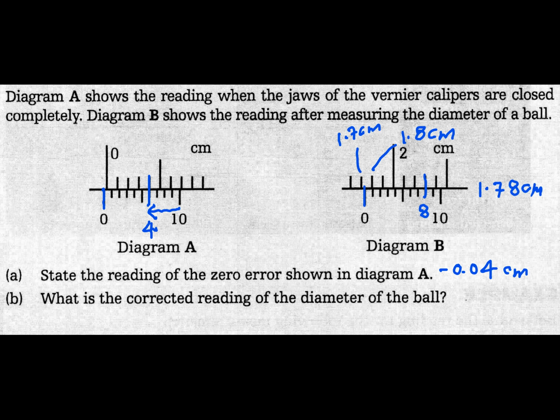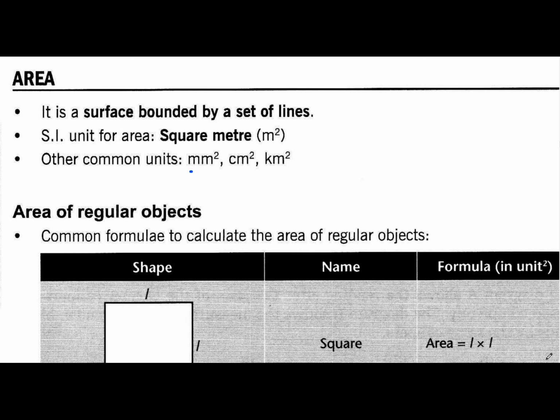Hence, the true value, the corrected value, would be 1.78 plus 0.04 centimeters, because a negative zero error means you're short by 0.04 from the start, so you have to add back the 0.04 and you will get 1.82 centimeters as the true reading.